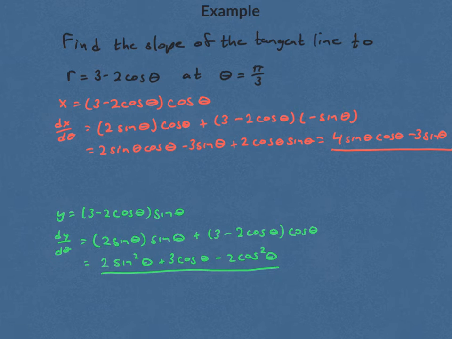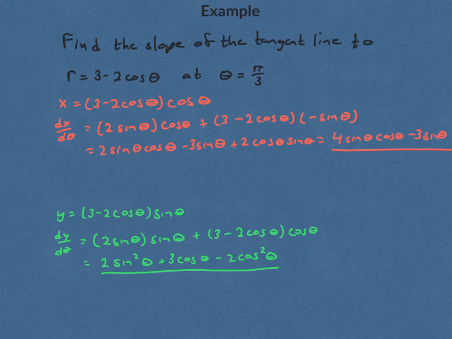And so again, I used the product rule. If you want, you can distribute it. But when I went through and did that, dy d theta came out to be 2 sine squared theta plus 3 cosine theta minus 2 cosine squared theta.